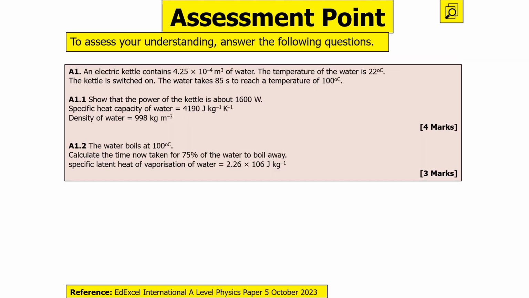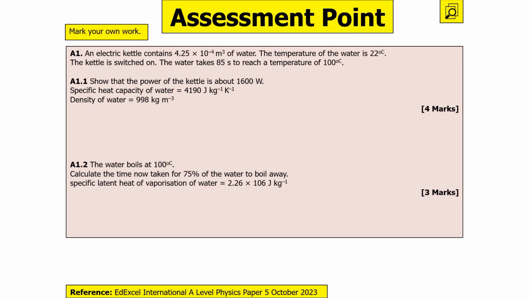The next question says, an electric kettle contains 4.25 times 10 to the minus 4 meters cubed of water. The temperature of the water is 22 degrees Celsius. The kettle is switched on. The water takes 85 seconds to reach a temperature of 100 degrees Celsius. Show that the power of the kettle is about 1,600 watts. Then the water boils at 100 degrees Celsius. Calculate the time now taken for 75% of the water to boil away. So pause the video now, then unpause the video when you want to go through your answer.